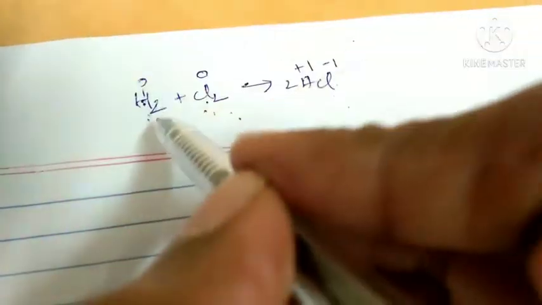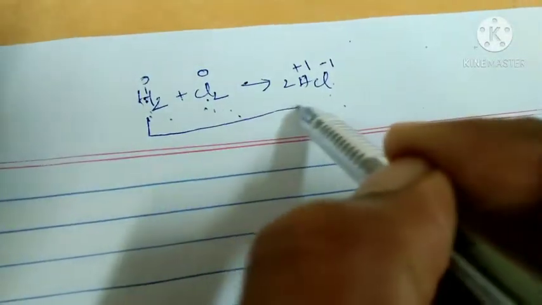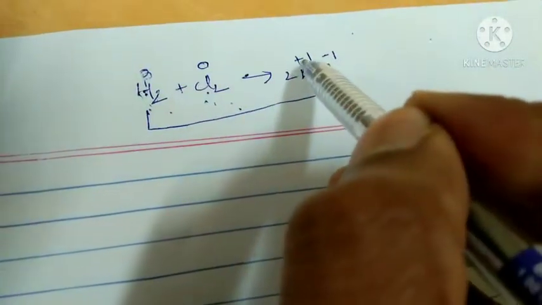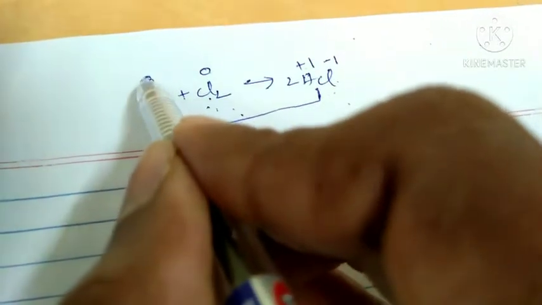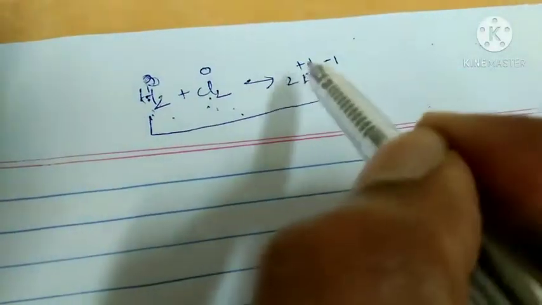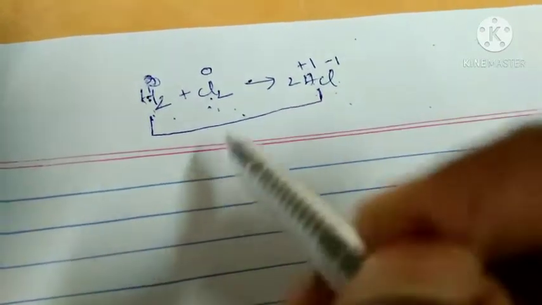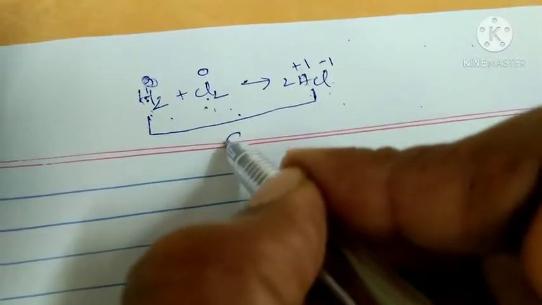Now see, from this hydrogen to this hydrogen, what happened? Here the oxidation state of hydrogen is 0, but here +1. That means the oxidation state increases from this hydrogen to this hydrogen. That means this is called what?